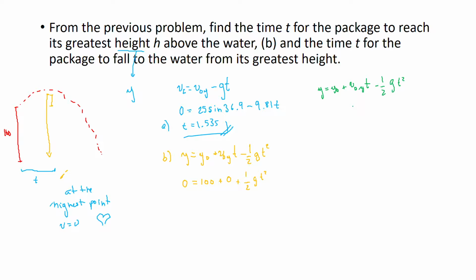Minus a half of g t squared, that's the same thing. We don't know the final height, but we know that the initial one is 100. We know that the initial velocity was 25 sine of 36.9, minus a half of g t squared. There's a t over here too. And time, we know that it's going to be 1.53. So we just plug that in, and that is going to give us a result of 111.48 meters. So that's the maximum height.